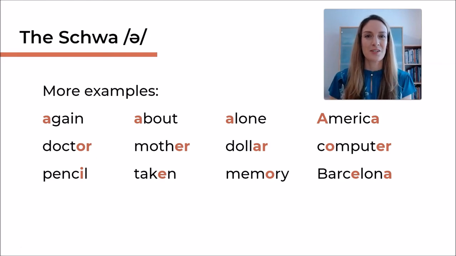Okay, so here are some more examples for you. All of these words contain a schwa, and I've shown you this by putting the letters in orange. All the orange letters are really schwa sounds. Let's read over them and listen carefully to see if you can hear the schwa. About, alone, America. Here in America, you've got it in the first and the last syllable. America.